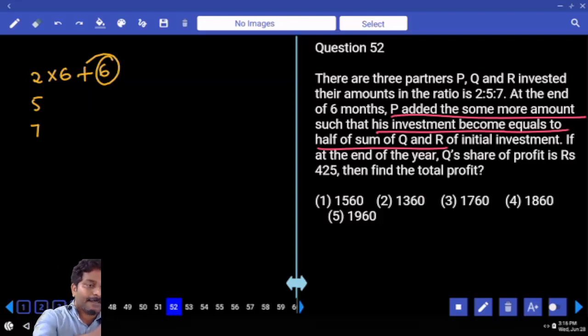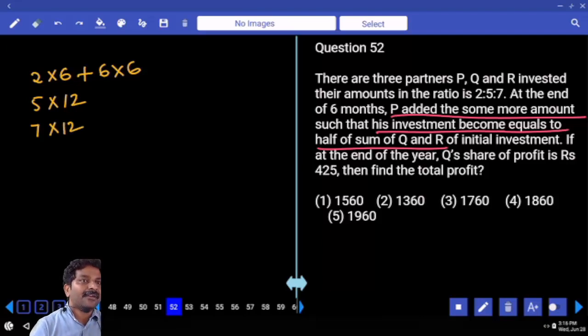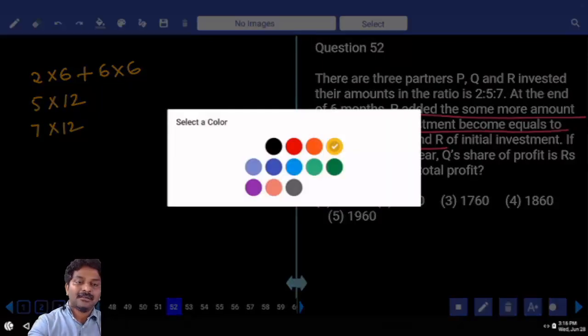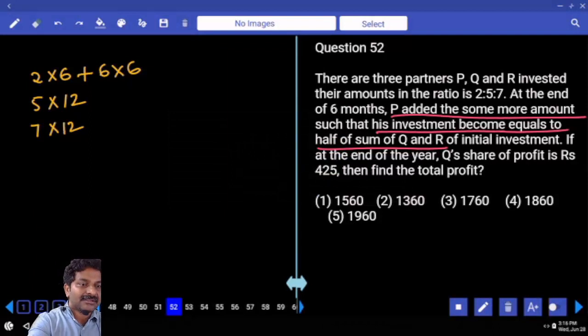Okay? Right. So this will be there for the remaining time period, 6 months, and Q and R did not change their investment. Right. Everywhere do you have a 12 multiple? There is a 12 multiple. 12, 12, 12 once, 12, 3 times.